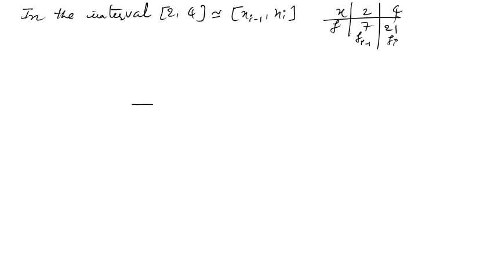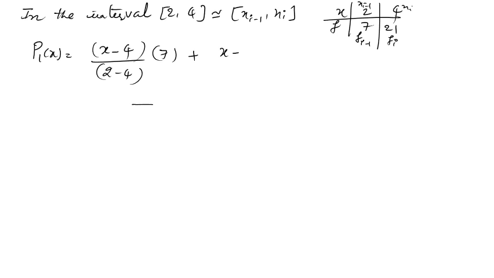Okay, therefore what is the polynomial? Piecewise polynomial is, shall I write directly? (x minus x_i) by (x_{i-1} minus x_i), that is, (x minus 4) by (2 minus 4), multiplied by 7, plus (x minus x_{i-1}) by (4 minus 2) into 21. So this gives 7x minus 7.